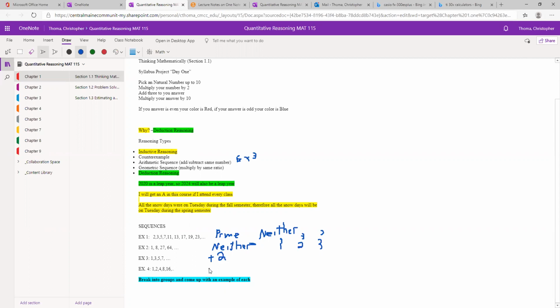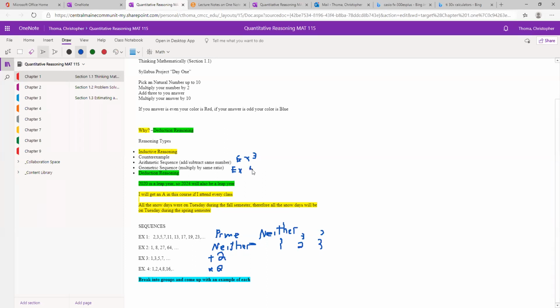Would this one be with the exponent of 2? Yep. So this is multiplying exponent by 2 or multiplying by 2. Both are correct. But by multiplying by 2, I make it a geometric. So this is example 4, right?